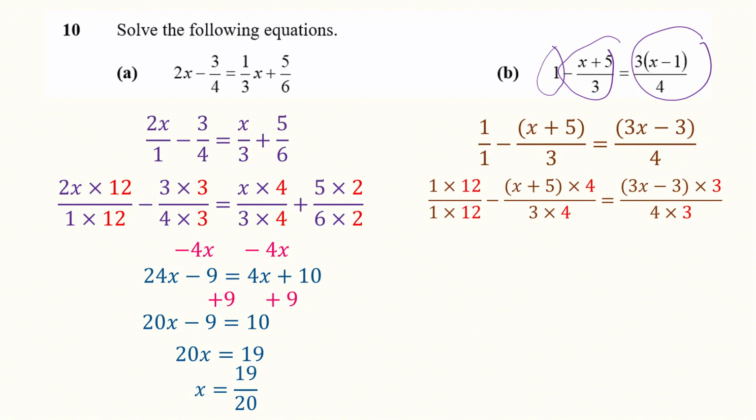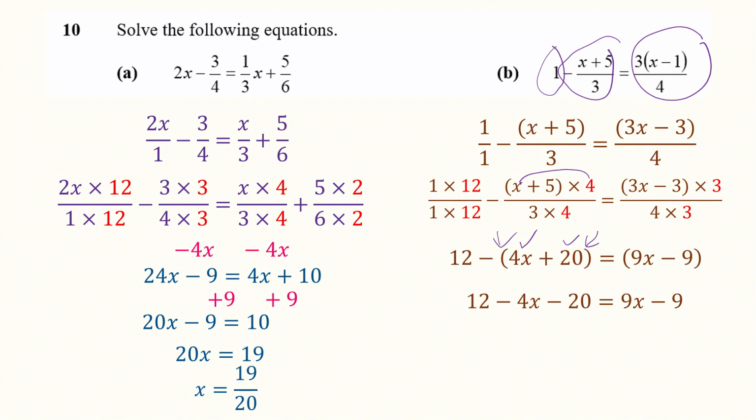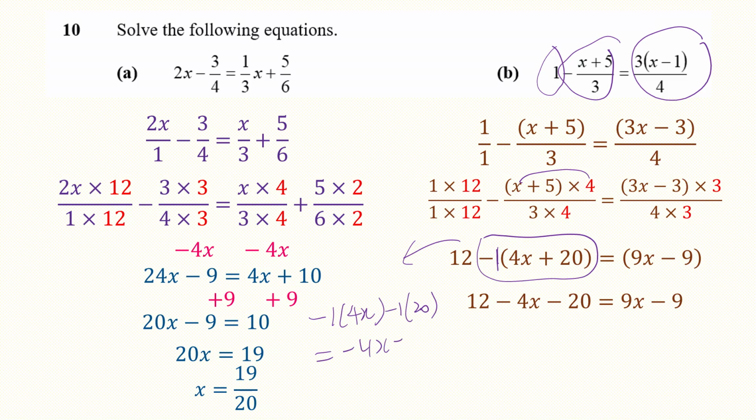Right, so that will give us 12 minus 4 bracket x plus 5. You can multiply this in, so that will give you 4x. 4 times 5 gives you 20. The bracket remains there. Don't remove the bracket, because why? Because this one, when expanded correctly, will give you negative 1 times 4x. Negative 1 bracket 20 gives you negative 4x minus 20.